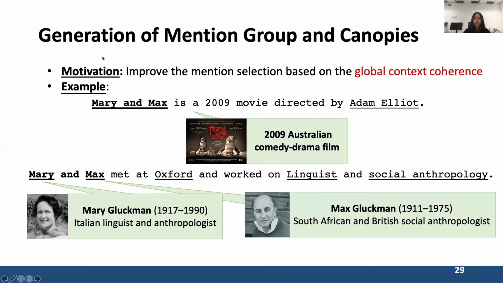Next, we propose to generate mention groups and canopies. The motivation is to improve the mention selection based on the global context coherence. For example, in the first sentence, knowing the presence of the entity Adam Lloyd, who is a director, helps to deduce the correct mention Mary and Max, which is an Australian movie. On the other hand, in the second sentence, the linguistic and social anthropologies indicate that Mary and Max should refer to two distinct entities.